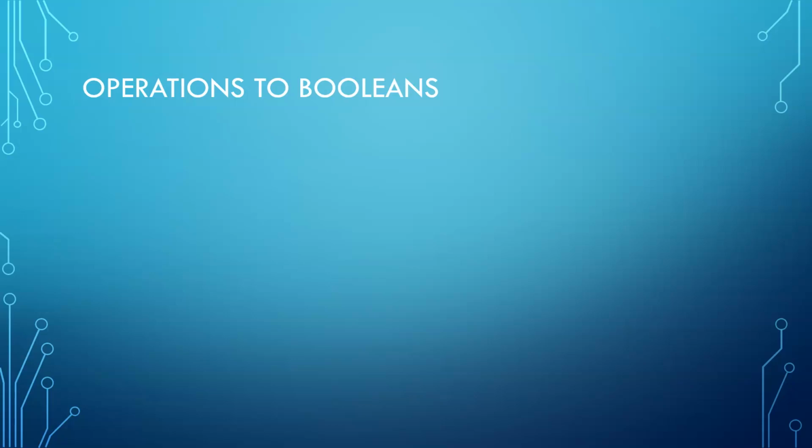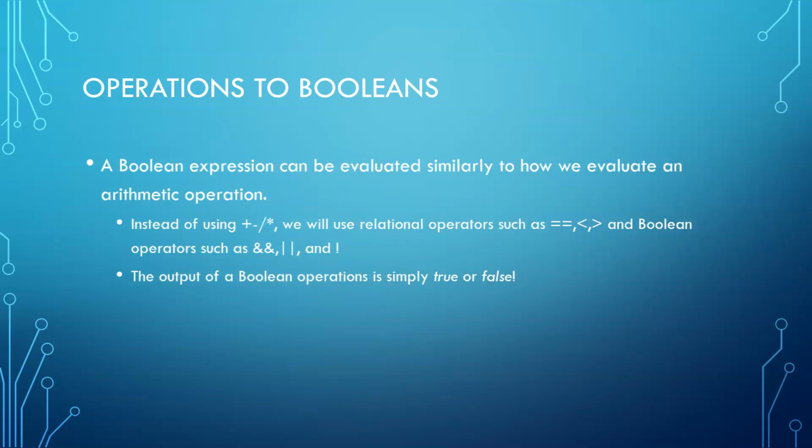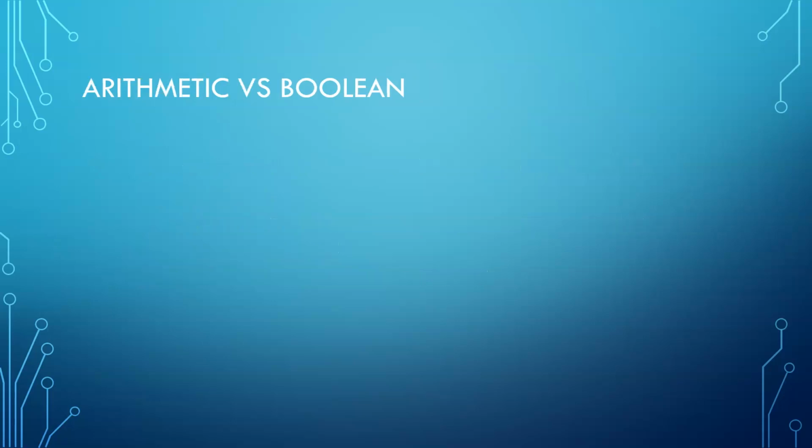So let's look at some operations, therefore, that we can do to Booleans. A Boolean expression can be evaluated similar to how we evaluate an arithmetic operation. So instead of using plus, minus, divide, multiply, we'll use relational operators such as equals, less than, greater than, and Boolean operators such as and, or, and not. Now the output of a Boolean operation is always going to be simply true or false. There's no other outcome. So it kind of makes it pretty nice in that regard that we know it's always just one of two things.